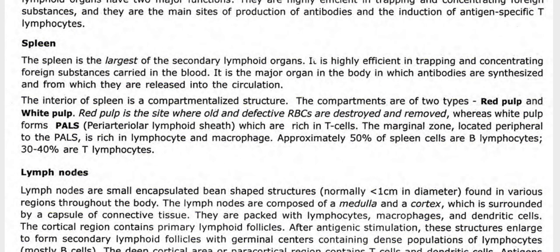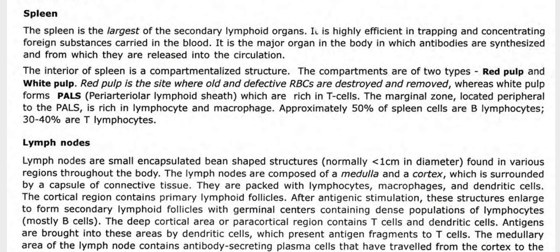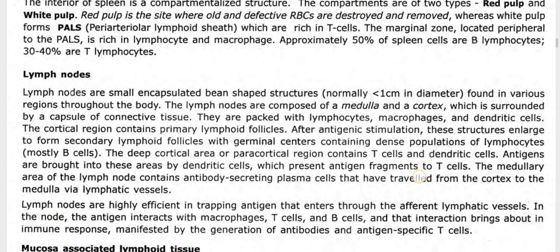The interior of the spleen is a compartmentalized structure. The compartments are of two types, red pulp and white pulp. Red pulp is the site where old and defective RBCs are destroyed and removed, whereas white pulp forms PALs, periarteriolar lymphoid sheaths, which are rich in T cells. The marginal zone located peripheral to the PALs is rich in lymphocytes and macrophages. Approximately 50% of spleen cells are B lymphocytes, 30 to 40% are T lymphocytes.